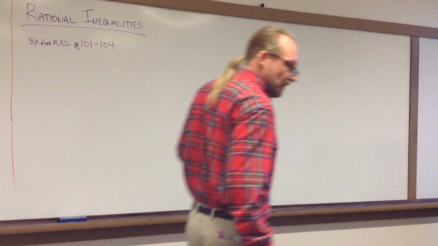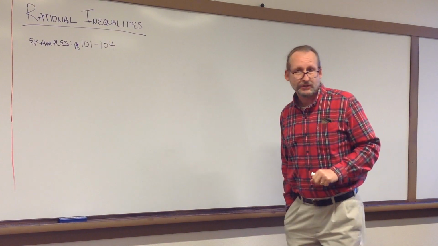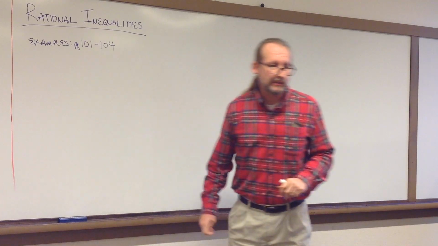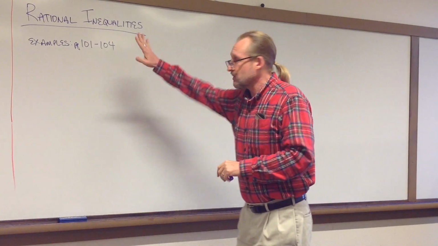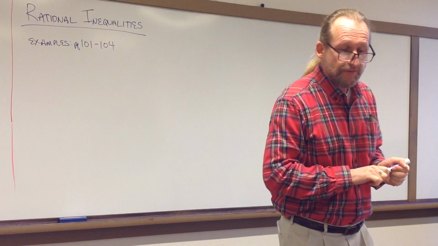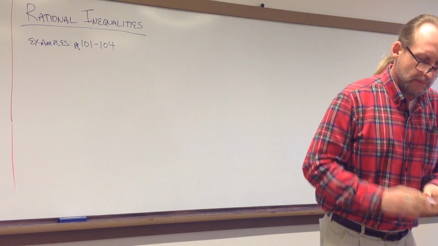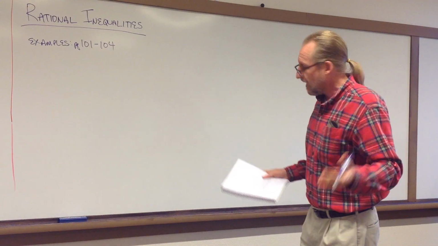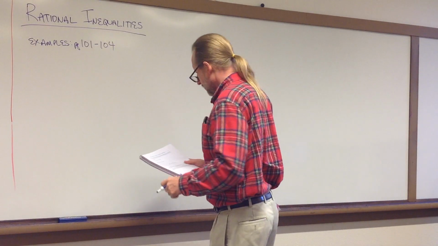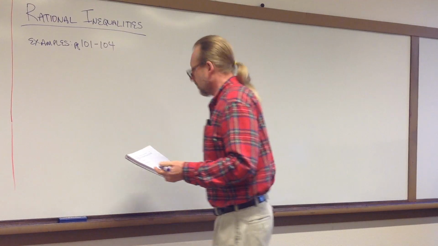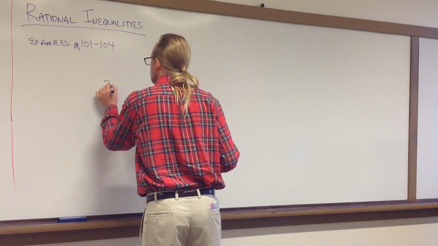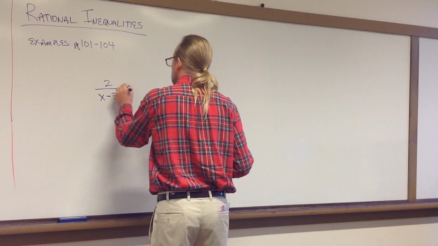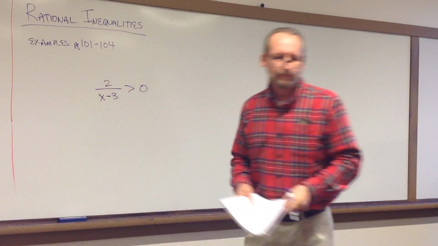Well, this video is for Math 111, section 2.4 in the textbook on rational inequalities. So the word rational refers to a ratio or a fraction, okay? And you'll see that most of these problems involve a fraction of some kind. So the first example I give on page 101 is 2 over x minus 3 greater than 0.